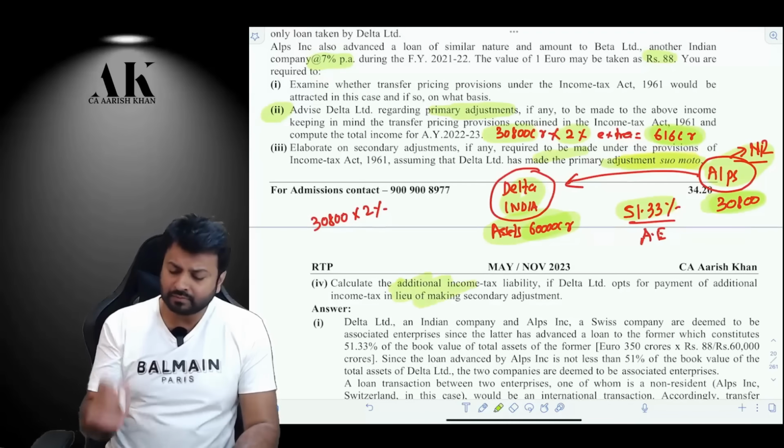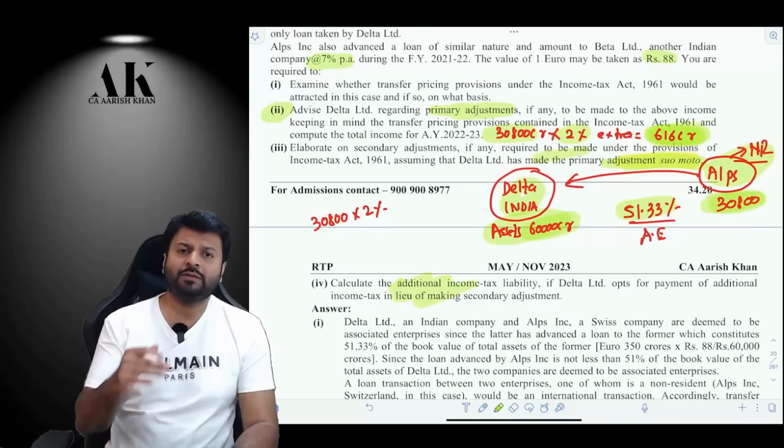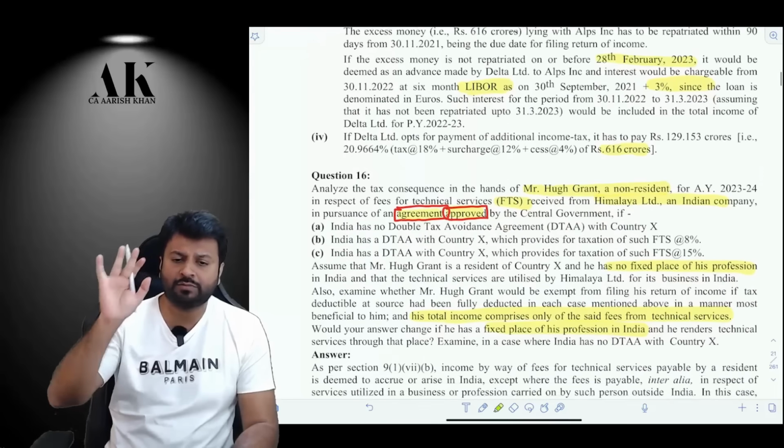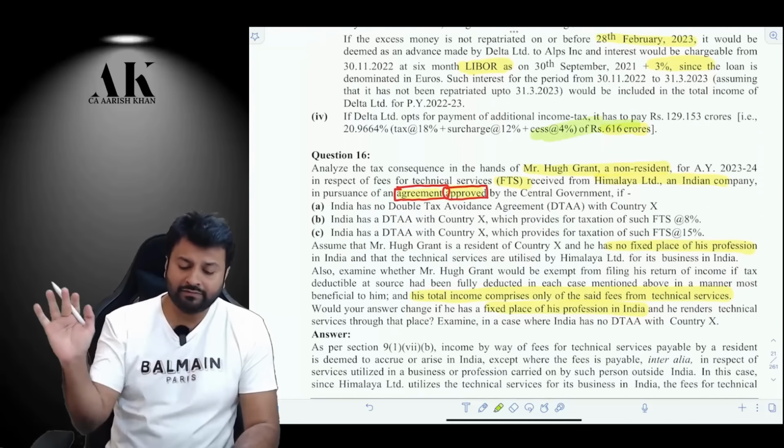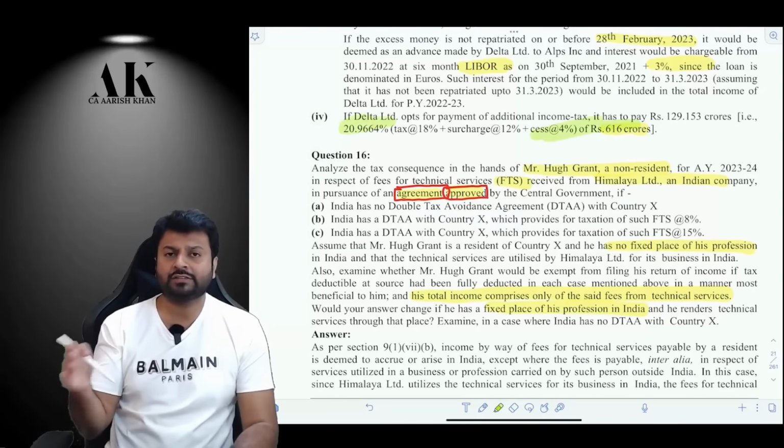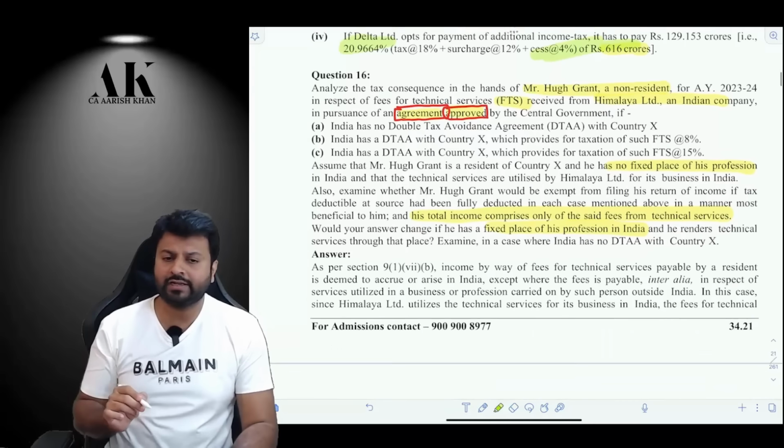Can I make one-time settlement with the government? That is part 4. Yes. On this primary adjustment, you can make a payment of 18% tax, 12% surcharge, 4% cess, and that will be one-time settlement. That one-time settlement 20.9664%, if you pay, then the government will not do secondary adjustment on that transaction.